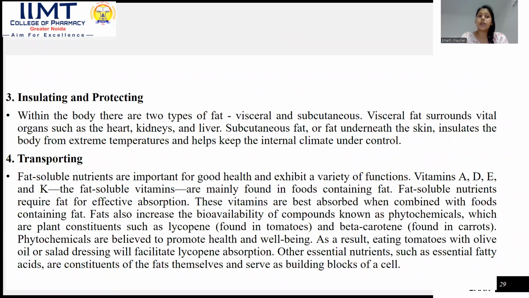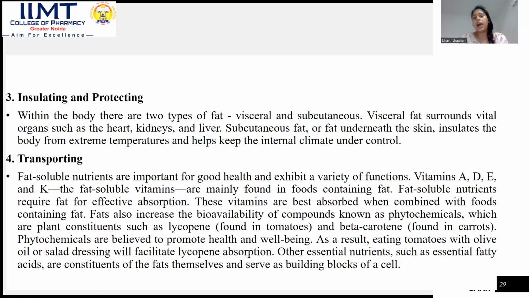It produces insulation, right? Two types of fat are in our body: visceral and subcutaneous. Visceral fat surrounds vital organs such as the kidney, liver, and heart. Subcutaneous fat, or fat underneath the skin, insulates the body from extreme temperature and helps keep the internal climate under control.